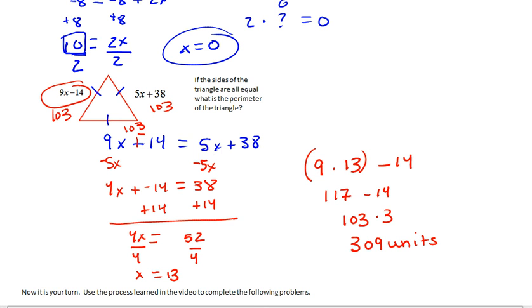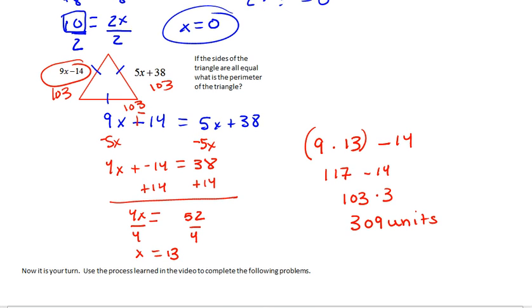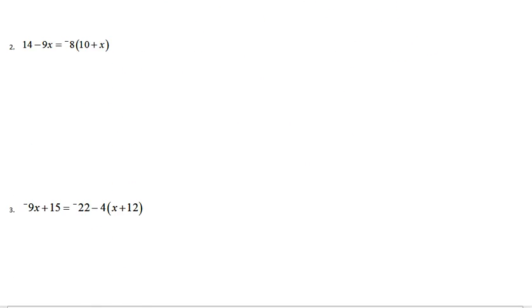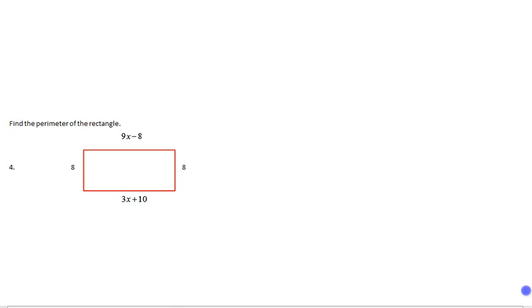So this is a good example of an application of variables on both sides. Now it's your turn, and I'd like you to complete these 4 problems.